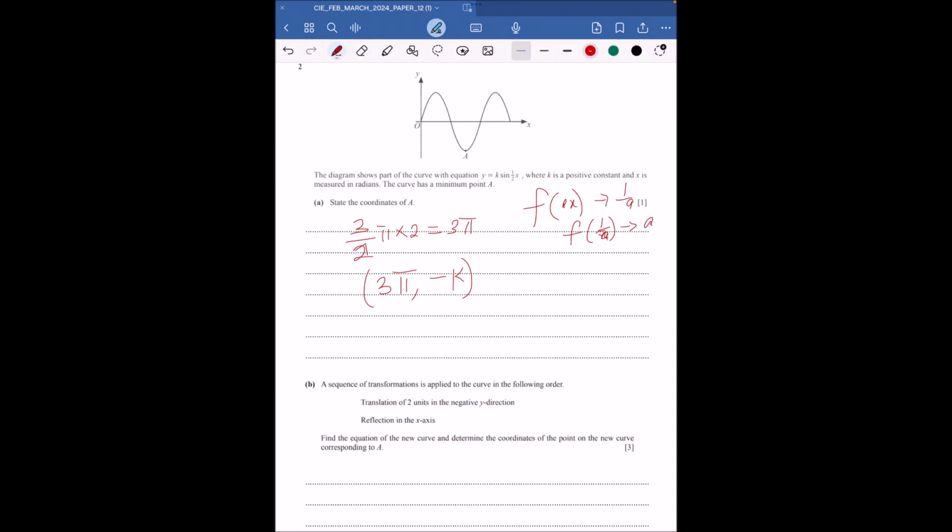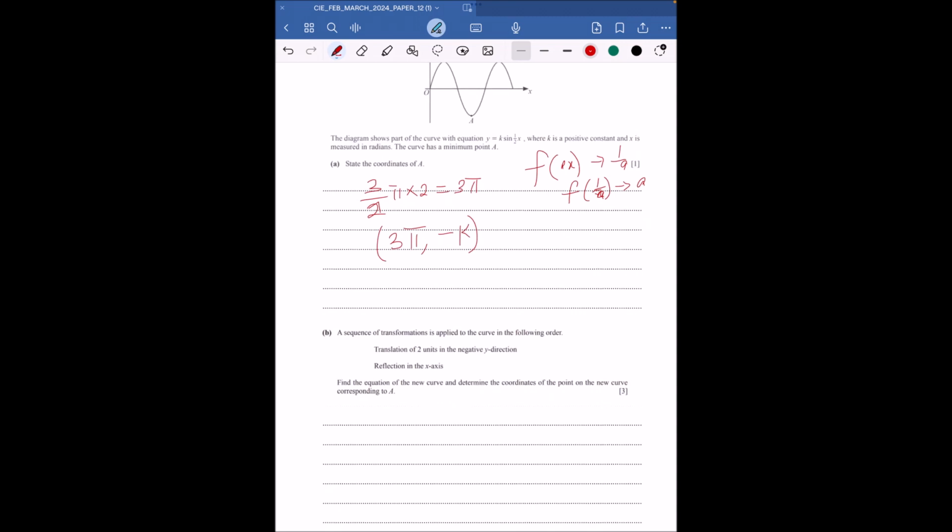Now let's see part b. A sequence of transformations is applied to the curve in the following order. First, they are translating it by 0, negative 2, so 2 down, and then they're reflecting on the x-axis. Reflecting on the x-axis is minus f of x. I think that's easy.